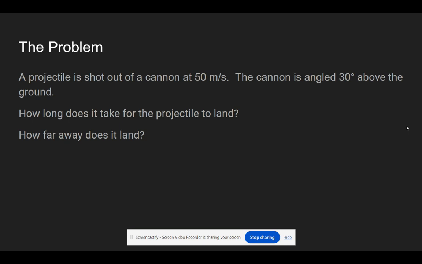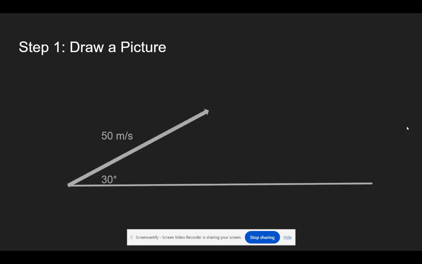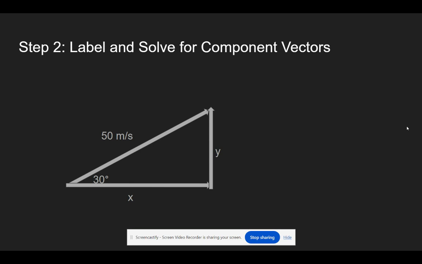away does it land? When we see a problem like this, the very first thing that we want to do is we want to draw a picture to model this problem. So this picture shows the 50 meters per second as the speed at which it's leaving the cannon and the 30-degree angle at which it's shot. Now, in this picture, we want to separate that 50 meters per second into the horizontal and vertical component vectors. So, how much of that speed is going into horizontal motion and how much of that speed is going into vertical motion. So, we can label the horizontal motion as x and the vertical motion as y.